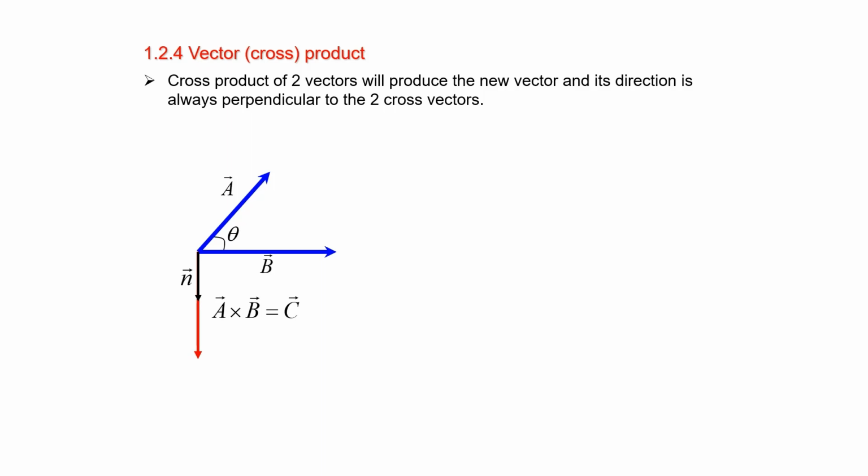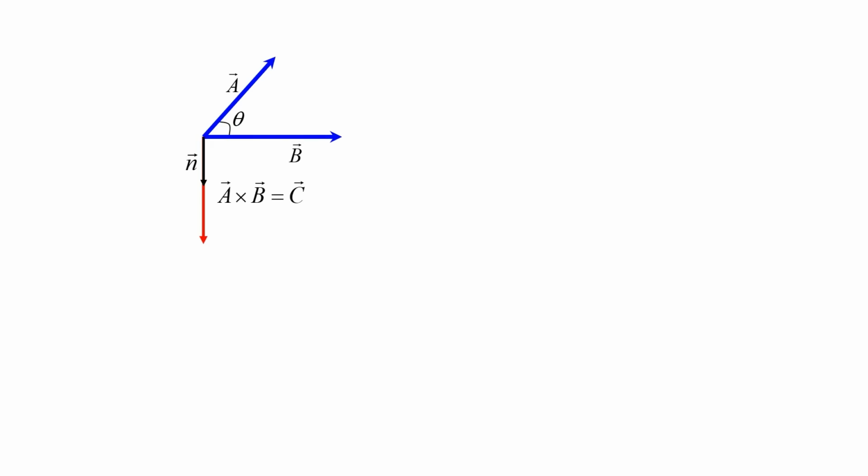So how are we going to determine the direction of vector C, the new product? We can determine the direction of the product C by using the right-hand rule. Given that A cross B will produce C, the direction of vector C is downward. On the other hand, if you do vector B cross vector A, you will also produce vector C, but the direction will be opposite, which is, in this case, upward.